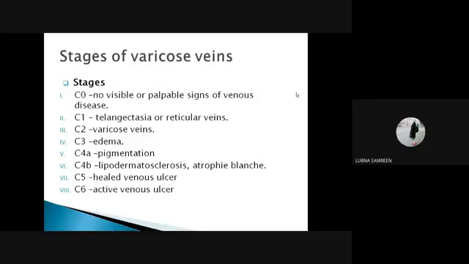Stages of varicose veins. The first one is C0, with no visible or palpable signs of venous disease. C1 is telangiectasia or reticular veins. Telangiectasia is a condition in which widened venules cause thread-like red lines or patterns on the skin, and these patterns are called telangiectasias, also known as spider veins. The second one is varicose veins, and the third one is edema. The fourth one is pigmentation, and then lipodermatosclerosis, atrophy blanche, healed venous ulcer, and active venous ulcer.